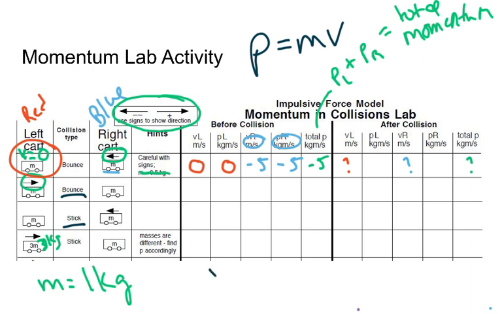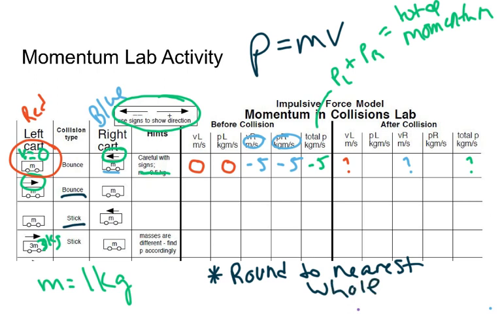Okay, one last piece of information. Round to the nearest whole number. No decimals. Decimals is going to mess you up. Okay, so round to the nearest whole number for your momentums. All of your masses are going to be whole numbers. All of your velocities are going to be whole numbers. So round to the nearest whole number when you multiply them and you add them together. Okay. All right. That's all you need to know for the lab.